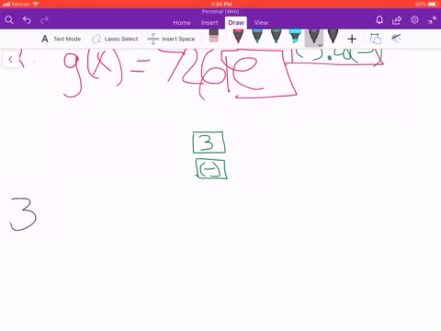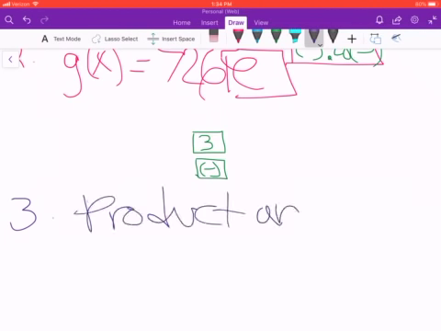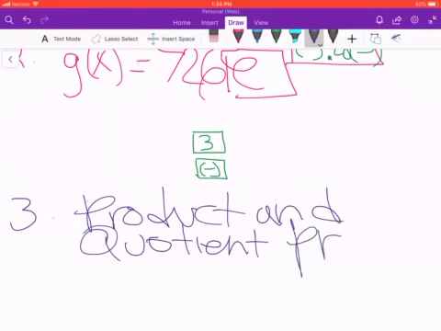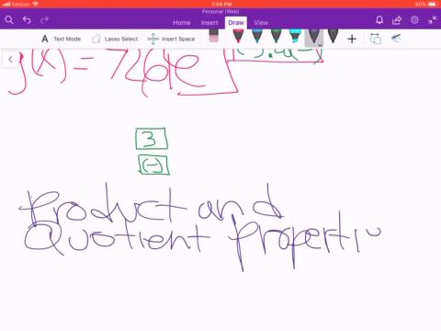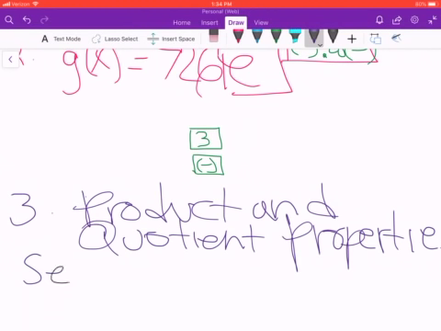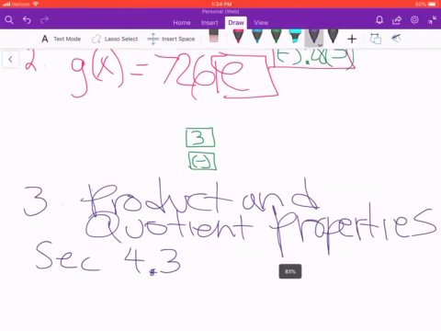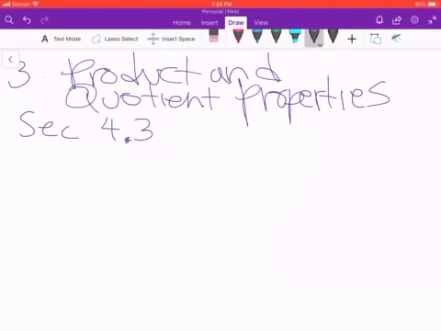Then another problem: you need to be familiar with the product and quotient rule, or property, I should say, and the properties to expand and condense logarithms. I believe this is section 4.3, so look at your notes and the examples that we did in class. Look at both expanding and condensing by using those properties.